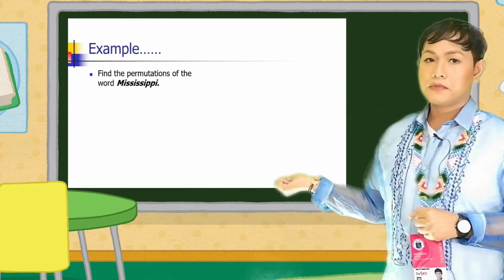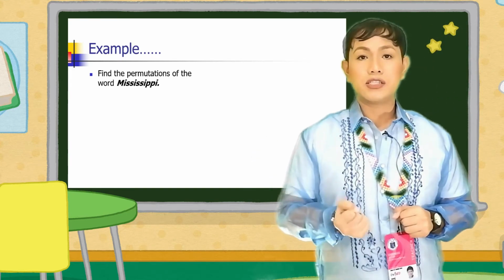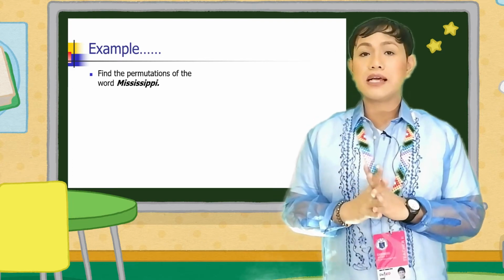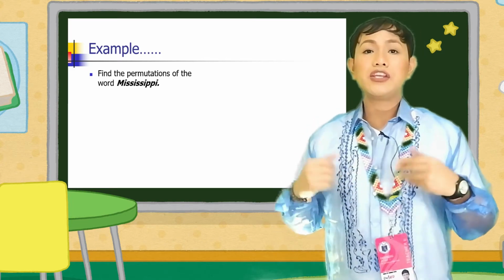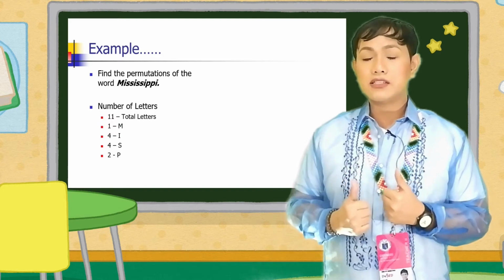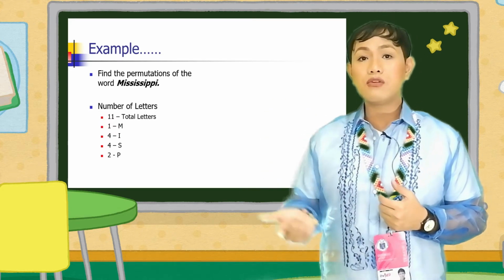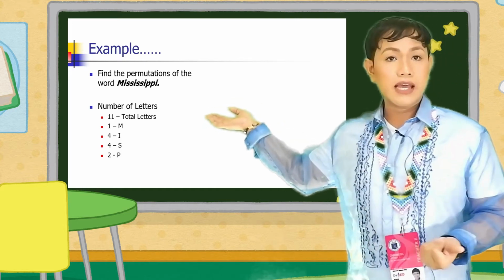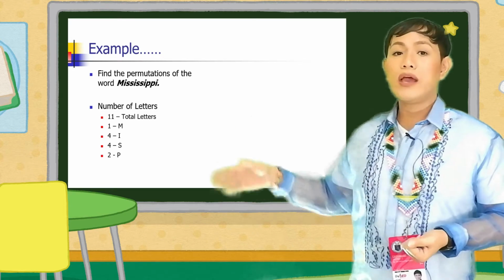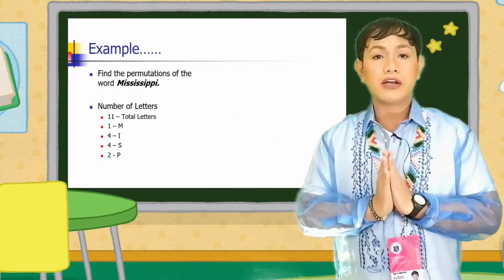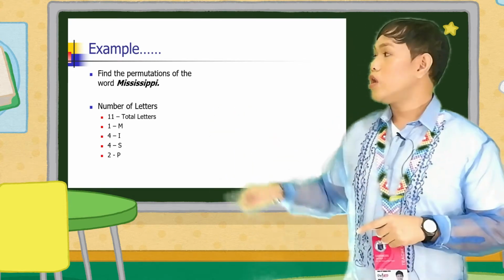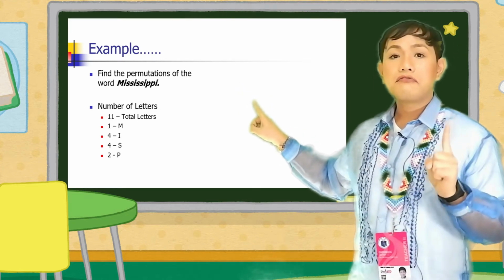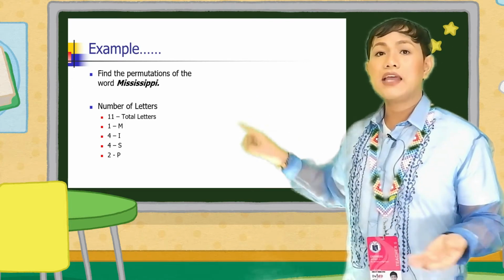For example, find the permutations of the word Mississippi. Okay, Mississippi is actually a place in the United States, and you get to notice that there are letters that repeat in the word Mississippi. So here is the breakdown of those letters. The number of letters, we have 11 as the total number of letters for the word Mississippi. We only have 1 for letter M, 4 for letter I, another 4 for letter S, and we have 2 for the letter P.